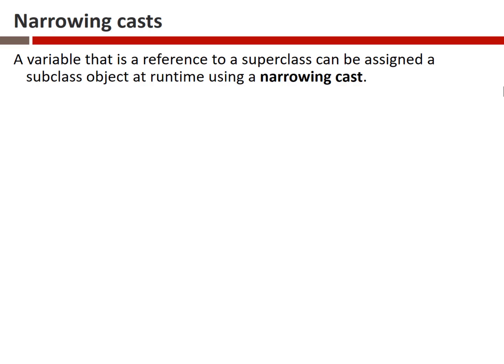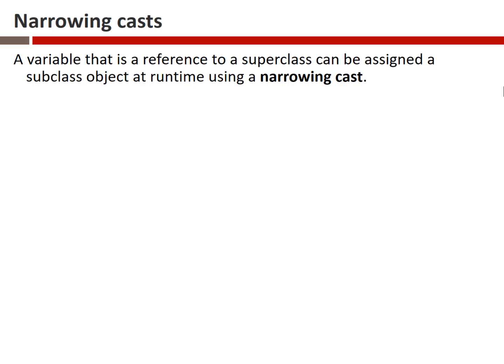So here's our first rule. A variable that is a reference to a superclass, in other words, a variable that relates to a parent, is assigned a subclass object at runtime using what's called the narrowing cast. So what I'm saying is I could create a variable, which I'm illustrating here by this dot. And this variable might be of a type that relates to a parent. But what I can do, if I wanted to, is at runtime assign a child object to it.